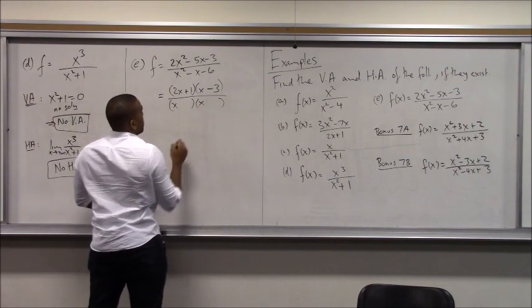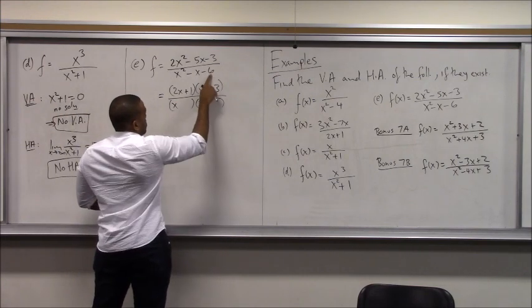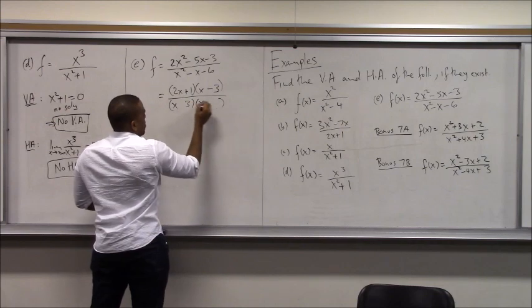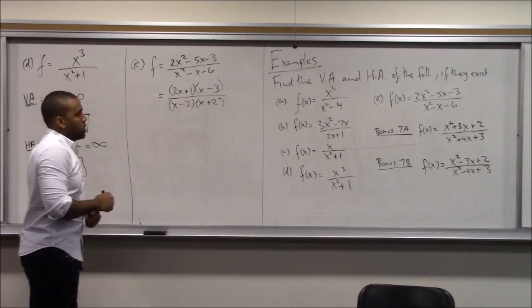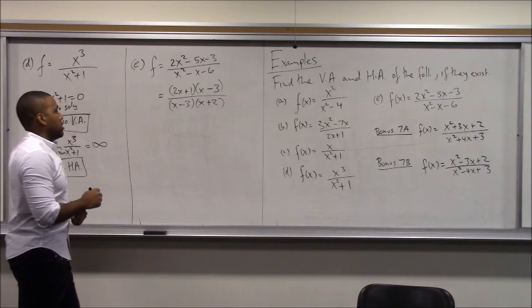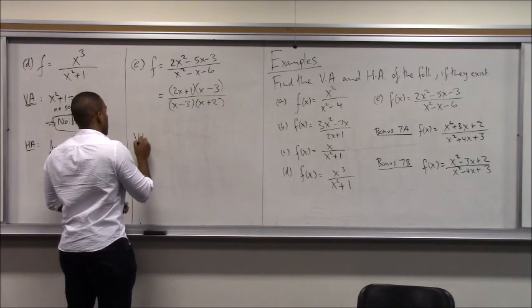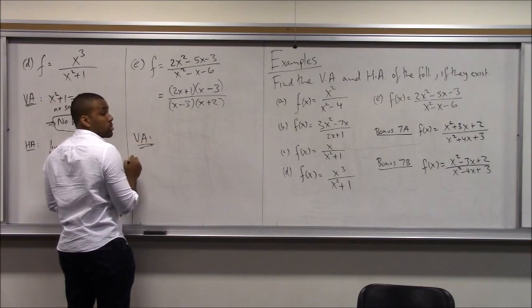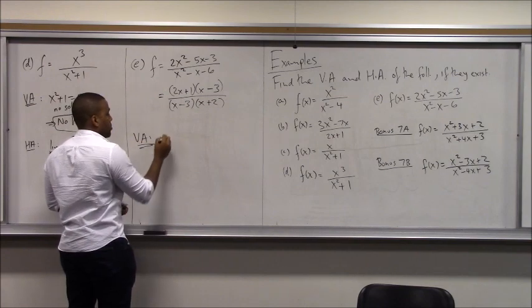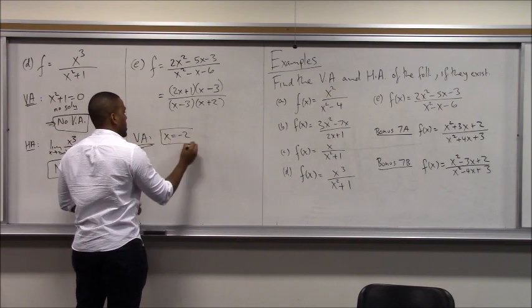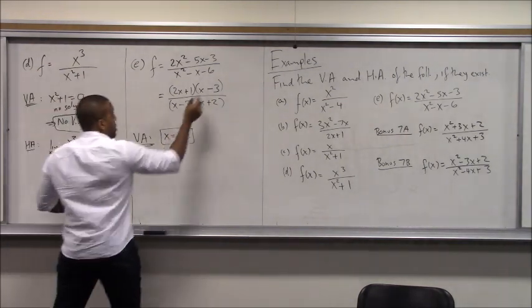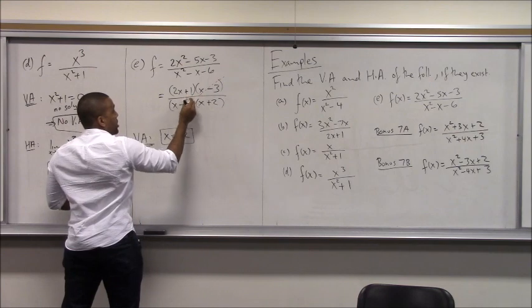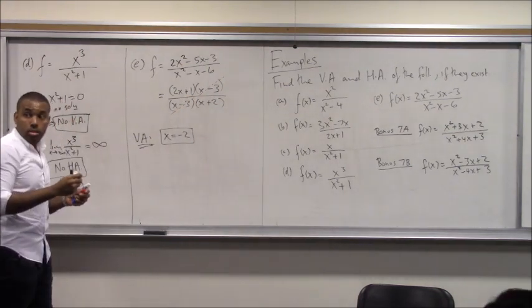Let's look at the bottom. I need two numbers that multiply to get negative 6 and add to get negative 1. 3 and 2 seems to be it, with a minus 3 and a positive 2. Okay. So now, vertical asymptote. x equals -2. Right, and that's the only one, right? Because notice the x minus 3 is going to cancel, right?